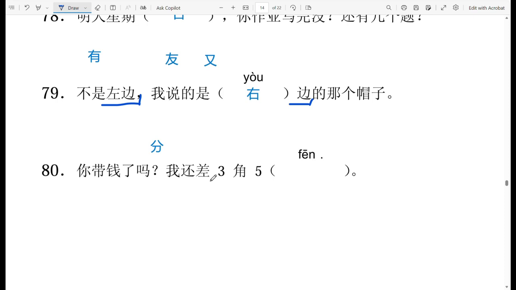我还差. I am still missing. I am lacking. 三角五分. This is a unit of money, which means 10 cents. So 30 cents, we would say in English. And 5 fen, which is the smallest division, which is indeed written with our character. So I am still lacking basically 35 cents.